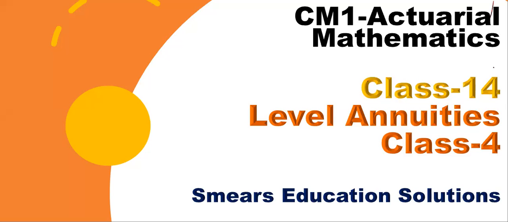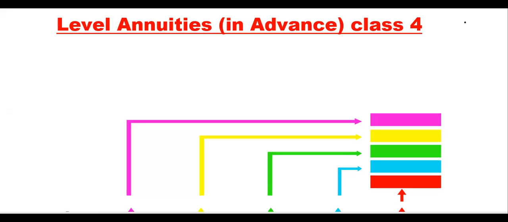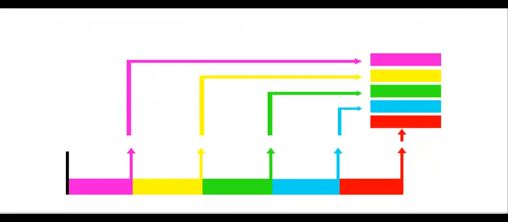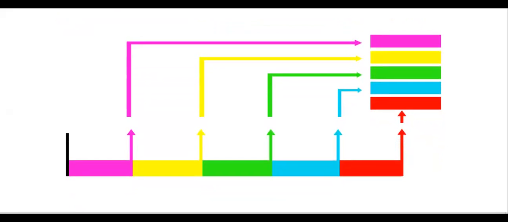This is the fourth class. We've already covered the present values. In today's class, we'll discuss future values, the accumulated values.